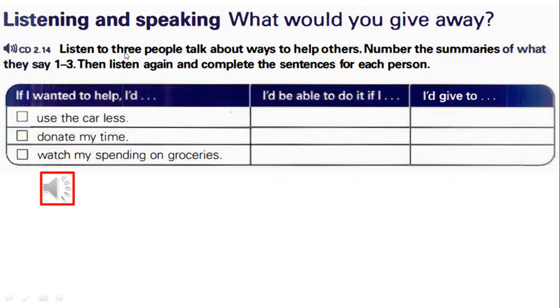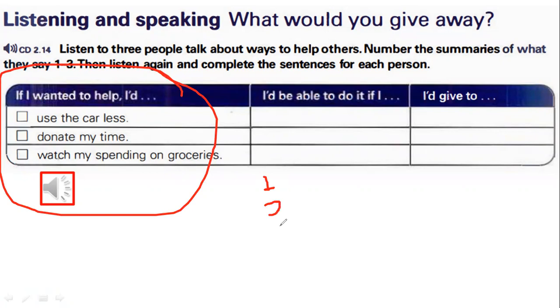Listen to three people talk about ways to help others. Number the summaries of what they say, 1 to 3. First, over here. That's all you're going to do. Numbers, the summaries, 1, 2, 3. That's just an example. The stories are not in order. So you have to pay attention to see which one is first, which one is second, and which one is third, okay? Ready?